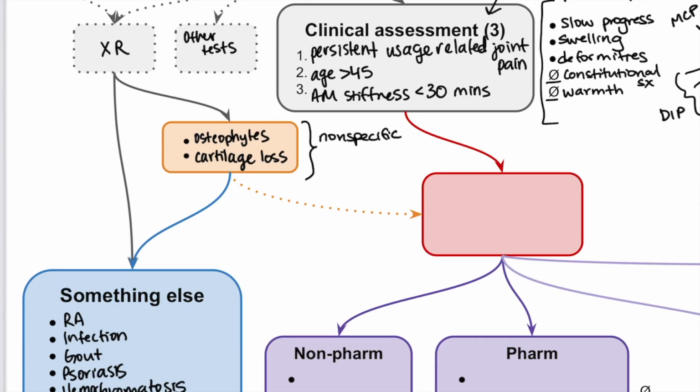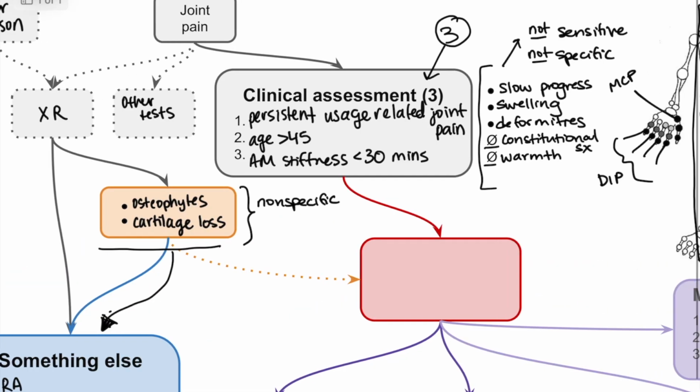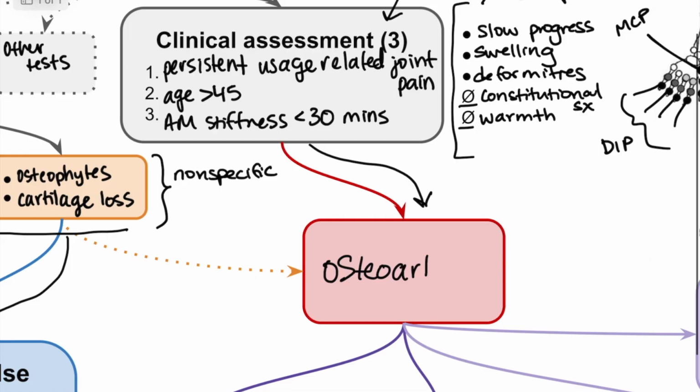And that's why I want to go back to the important point that osteoarthritis is a clinical diagnosis, and that even if you have these radiographic findings, if you do not have a clinical assessment that matches osteoarthritis, you're not able to diagnose osteoarthritis, and rather you have to look for a different diagnosis. However, let's say that this clinical assessment is pretty compelling for osteoarthritis and that you're able to make that diagnosis. Then we'll have to think about how to manage these patients.